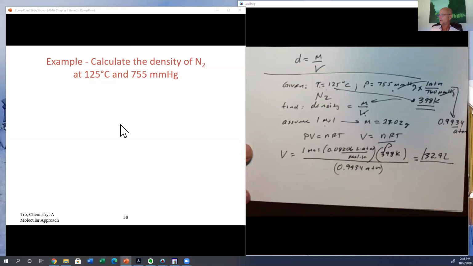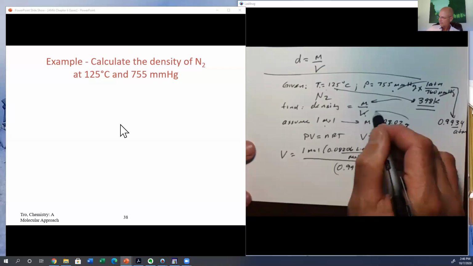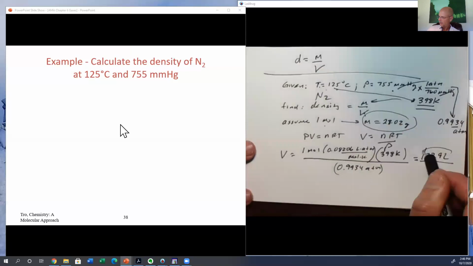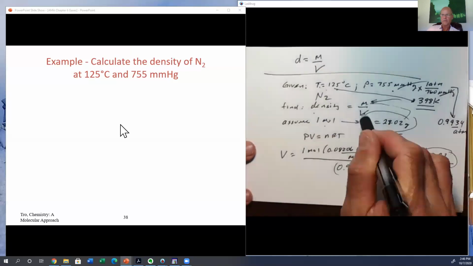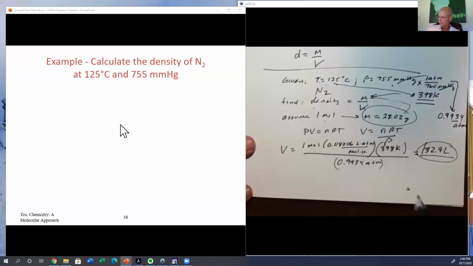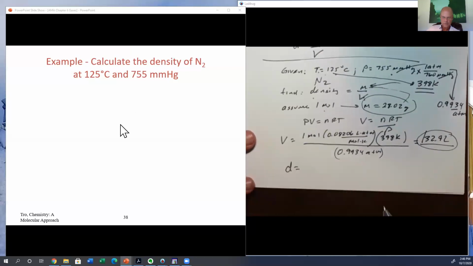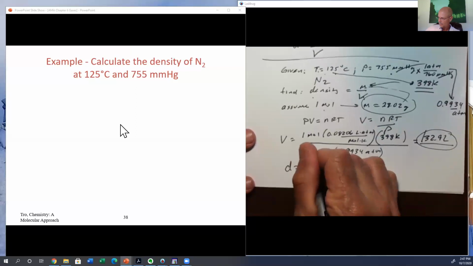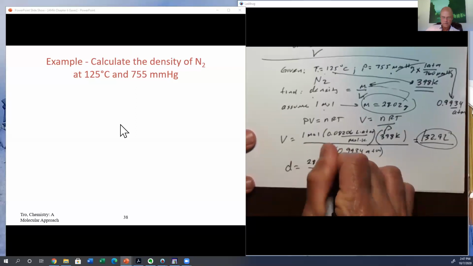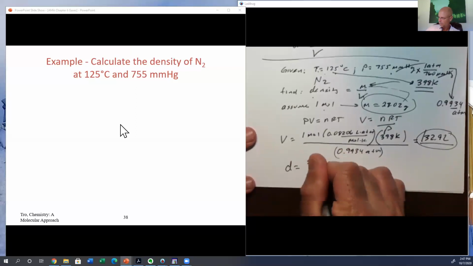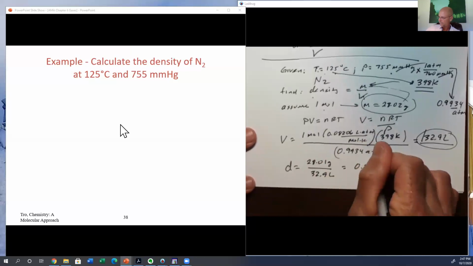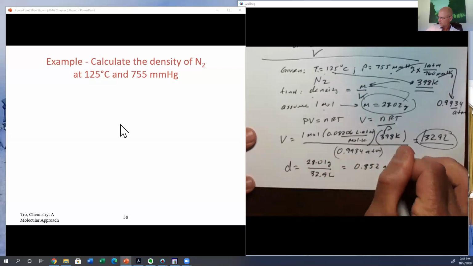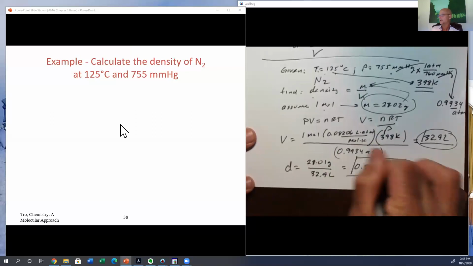So now notice I have my mass, I have my volume, right? Density is what? Mass over volume, right? So I have to just divide one by the other. So D is equal to 28.01 grams divided by 32.9 liters, and that's equal to 0.852 grams per liter.